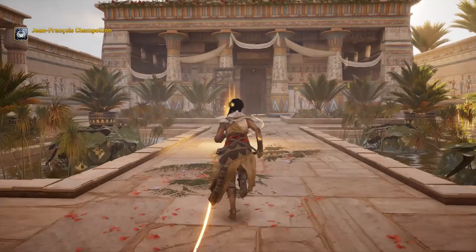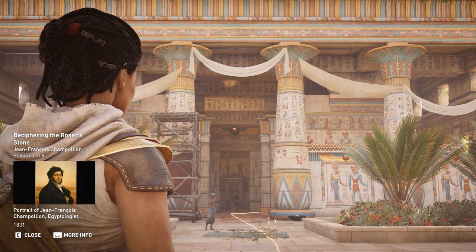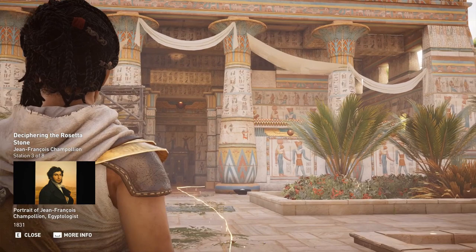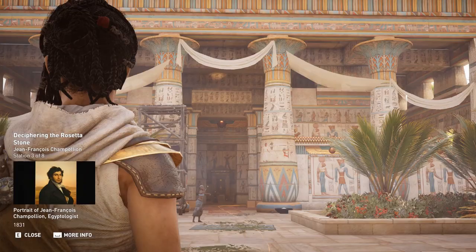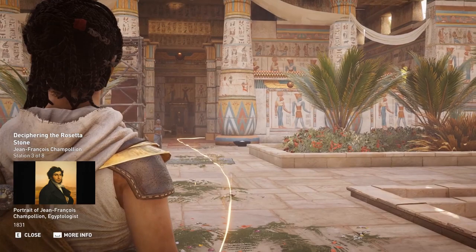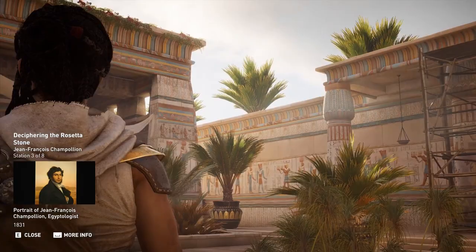The first translation was of the Greek section only in 1803. It detailed a decree of Pharaoh Ptolemy V, reminding the citizens that their pharaoh had led Egypt to prosperity. It was fully translated 20 years after by Jean-François Champollion, who was working with a facsimile.